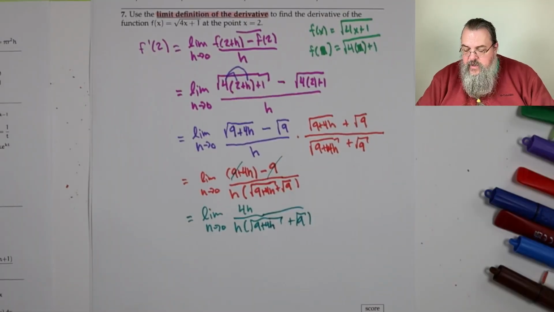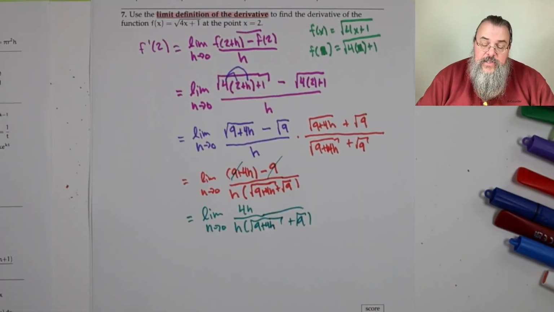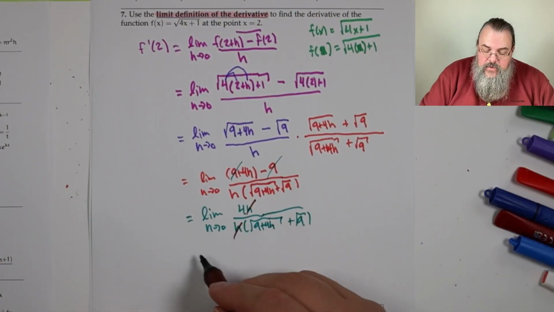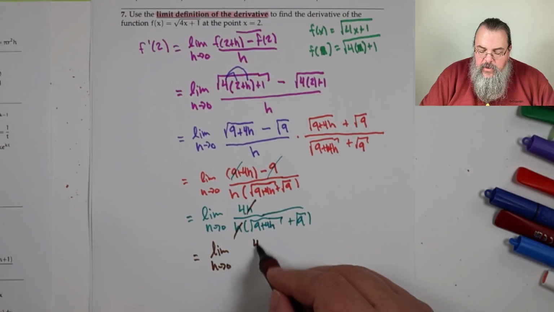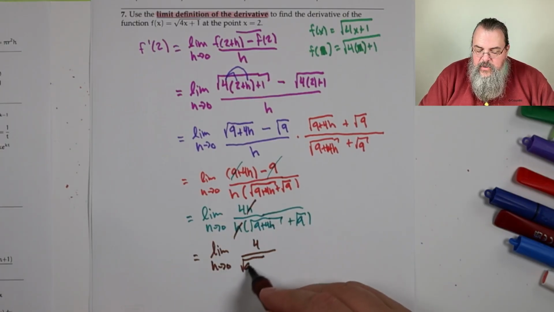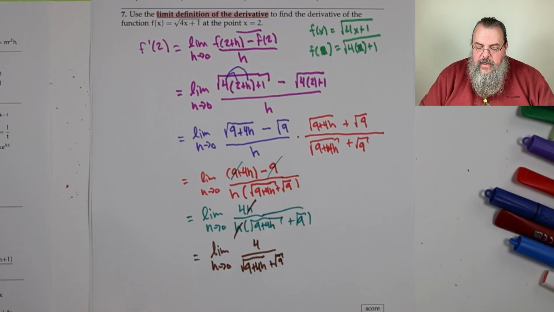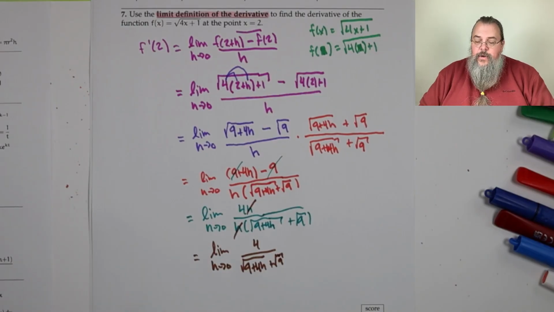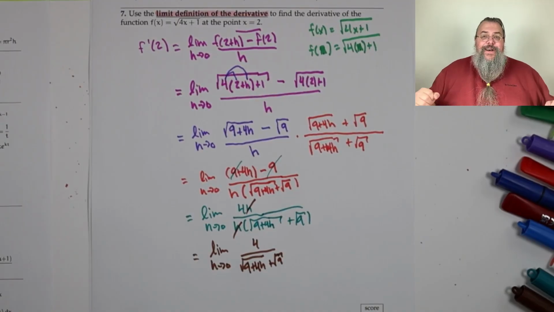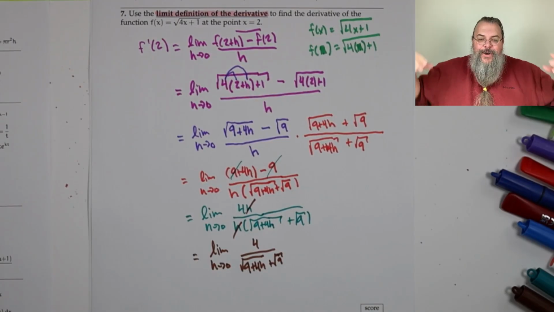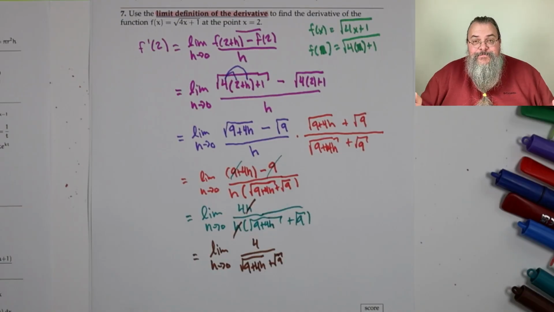And then we're going to say, hey, you know what? The h's cancel. Cool. So we're going to say this is the limit as h goes to 0 of 4 over square root 9 plus 4h plus square root of 9. And now we say, okay, why did we do all this work? I probably should have been talking about that before we got started. Why do all this work?